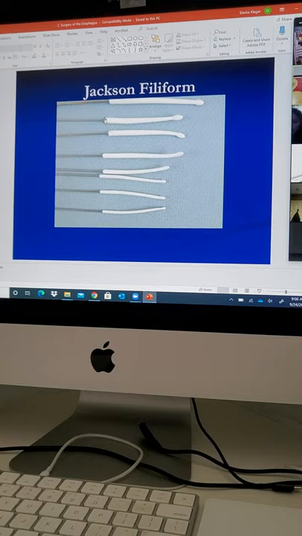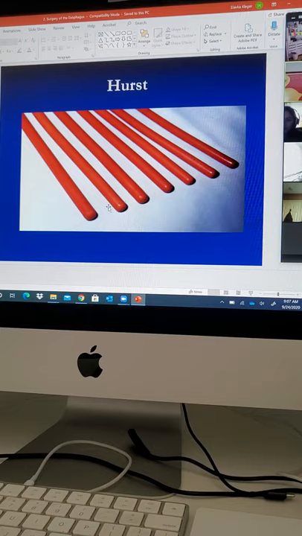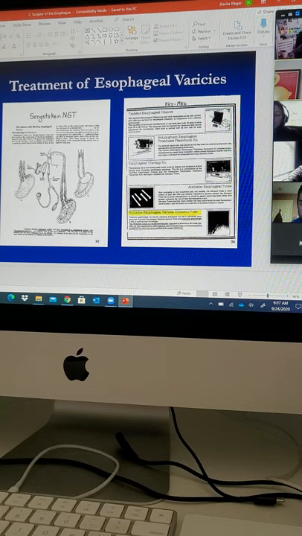So here are the Jackson filiform in the order, right? On the next one, you have that Hurst, so you remember that. And let's go for the treatment of the varices. So this was the stricture. I went through the foreign body. I mentioned the caustic substance. And now this is for the treatment of the varices.